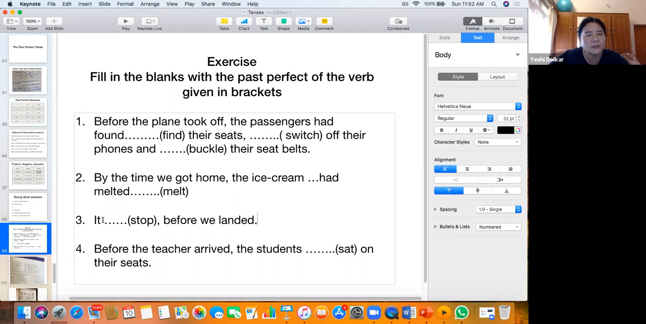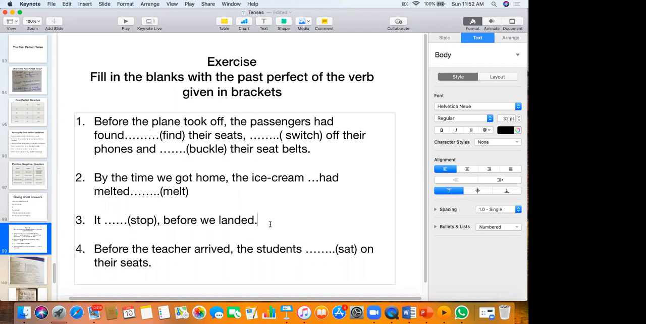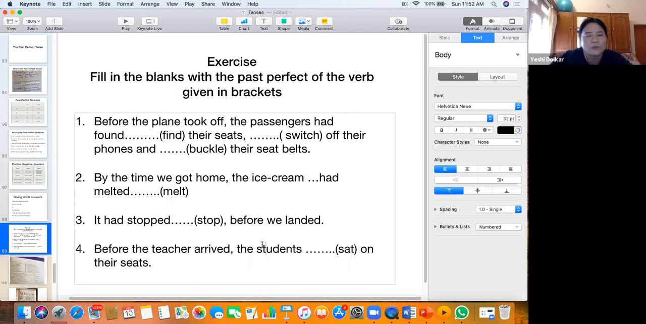What about this? This is about the plane. It stopped before we landed. Which one happened before? The plane stopped before they landed. You don't say it stopped. You use the past perfect tense. It had stopped. It had stopped before we landed. All right, it had stopped before we landed. All right, what about number four?